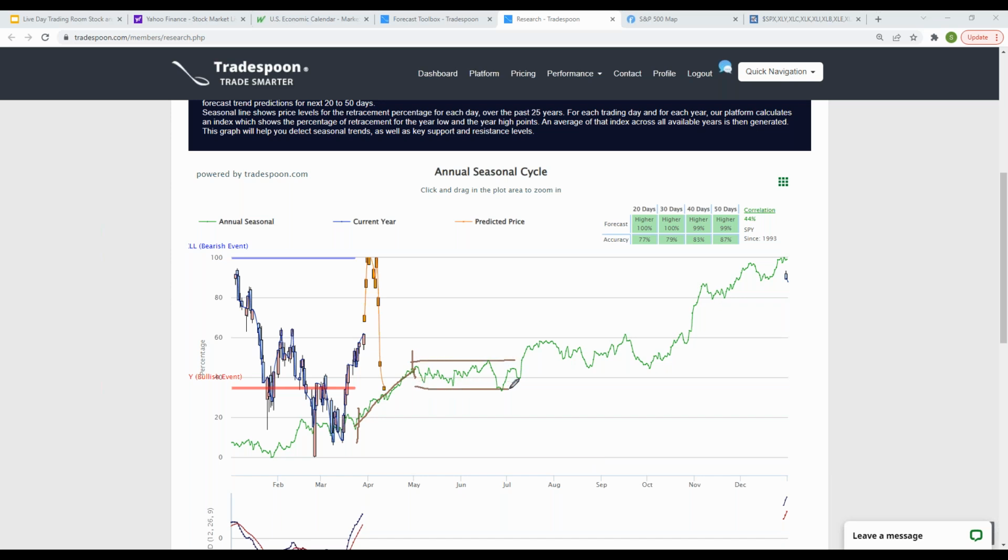What happens in May and June? Pretty much nothing. Then we tend to have one little pop, and then a whole lot more nothing. Summer doldrums. Right? It's harder to trade directionally.